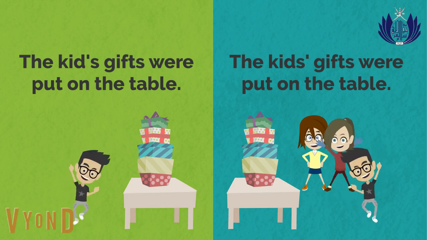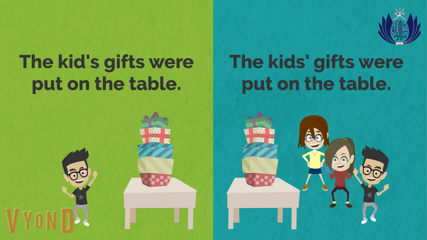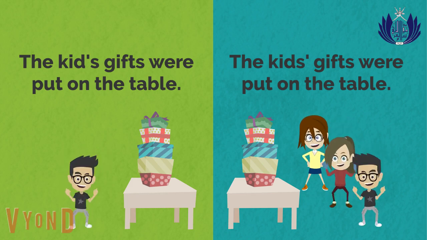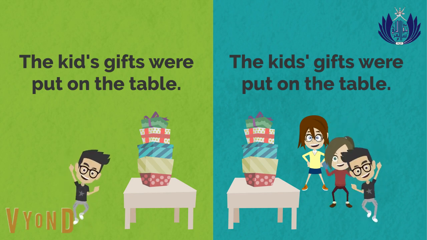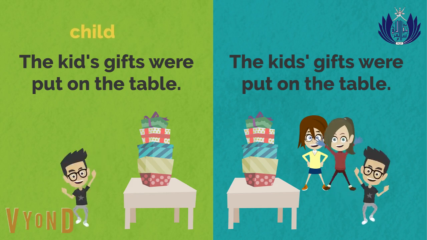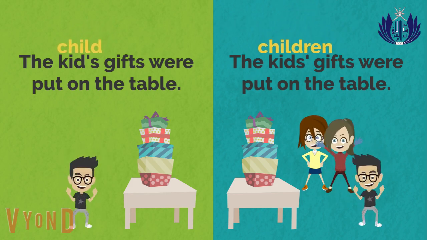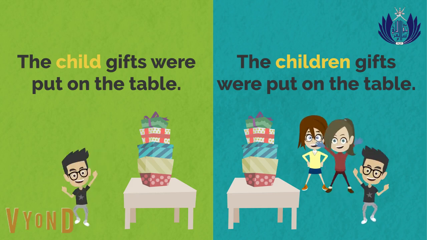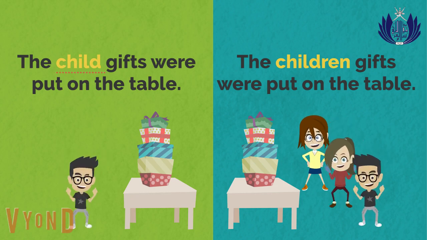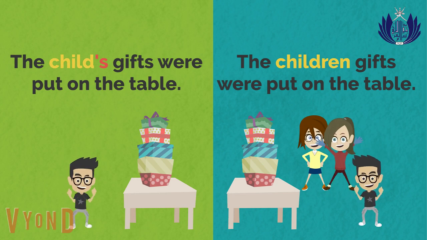Okay, now let's take this one step further. Let's replace the word kid with the word child. And let's see what's going to happen to our sentences. Child for the singular, and of course, the plural of it is children. In the first sentence, when we are referring back to the singular, there is no problem. All we need to do is to add the apostrophe and the S.